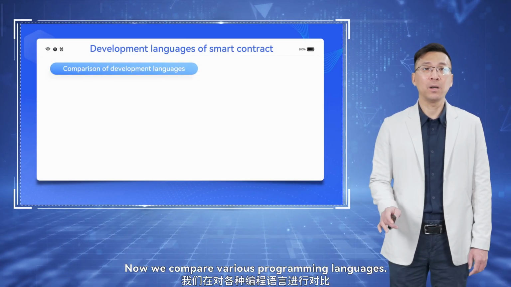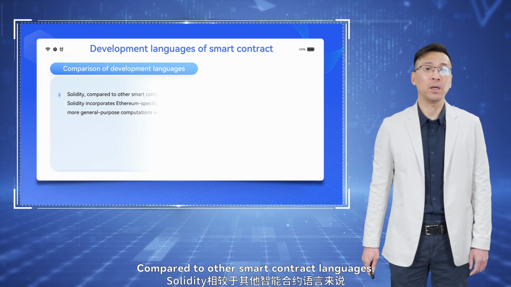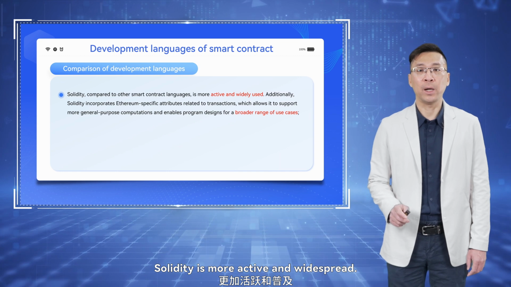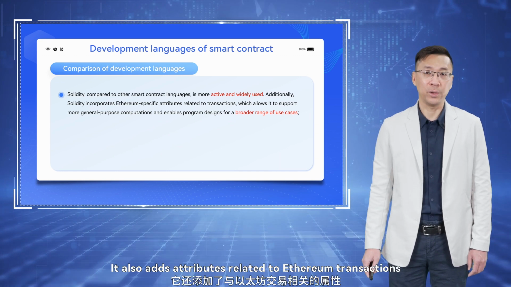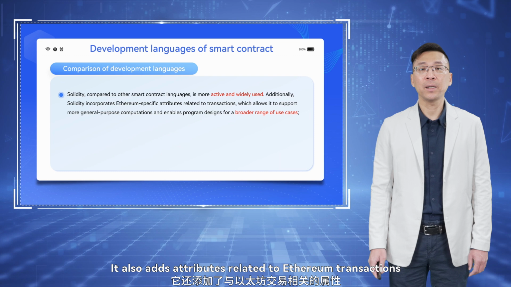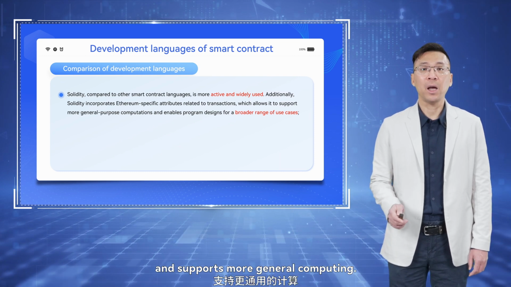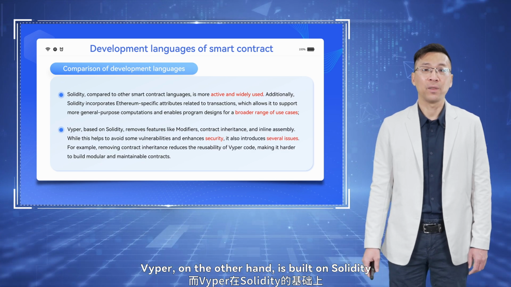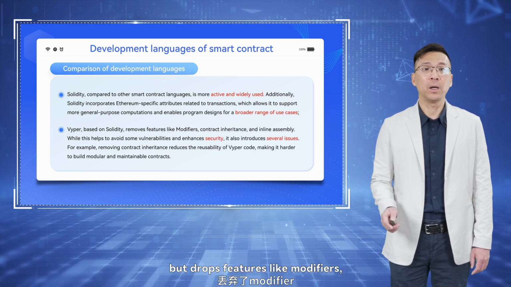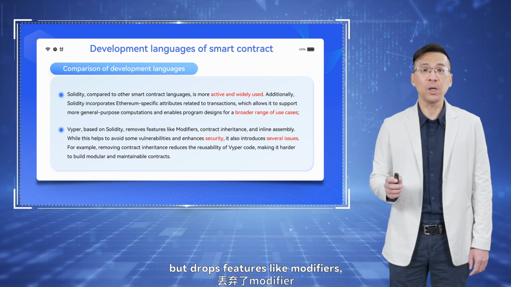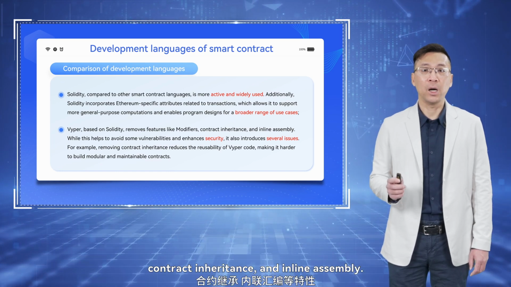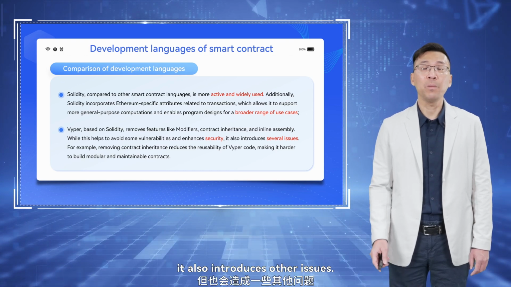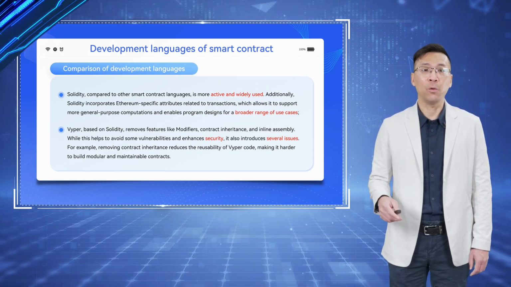Now we compare various programming languages. Compared to other smart contract languages, Solidity is more active and widespread. It also adds attributes related to Ethereum transactions and supports more general computing. Vyper, on the other hand, is built on Solidity but drops features like modifiers, contract inheritance, and inline assembly. While this avoids some vulnerabilities, it also introduces other issues.